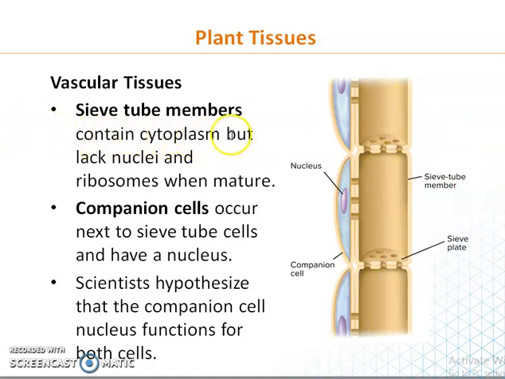They contain cytoplasm but lack nuclei and ribosomes when mature. So once they become mature, their nuclei and ribosomes disappear. They do not have them. In comparison, the companion cells do contain ribosomes and a nucleus. For this reason, scientists hypothesize that the companion cell nucleus functions for both cells. Or let's say in our own words, the companion cell for each sieve tube member provides help and support for it to survive and prevents it from dying, since it doesn't contain a nucleus, which is considered a very important organelle.